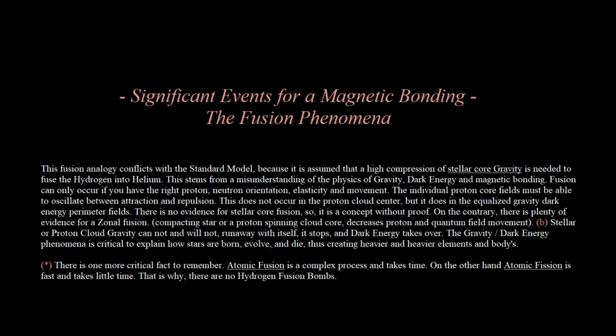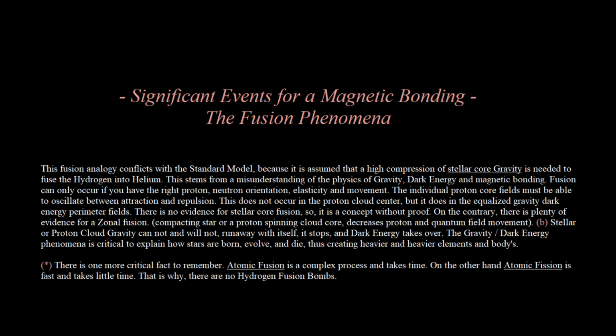The individual proton core fields must be able to oscillate between attraction and repulsion. This does not occur in the proton cloud center, but it does in the equalized gravity dark energy perimeter fields. There is no evidence for stellar core fusion, so it is a concept without proof. On the contrary, there is plenty of evidence for a zonal fusion. A. Compacting a star or a proton spinning cloud core decreases proton and quantum field movement.